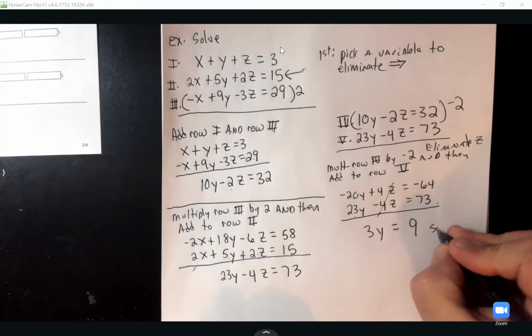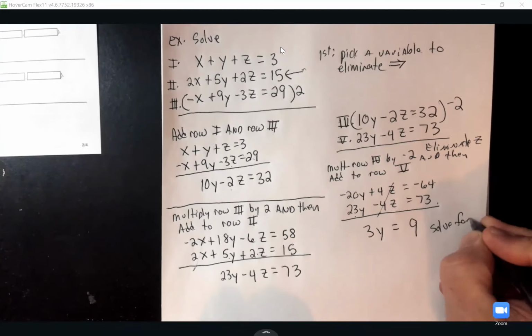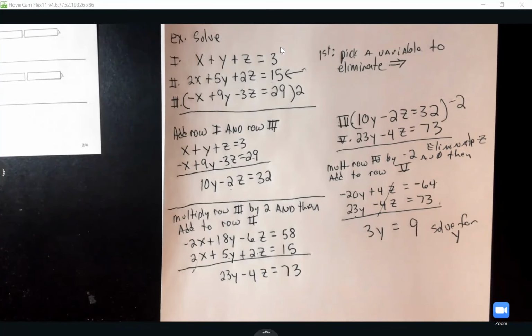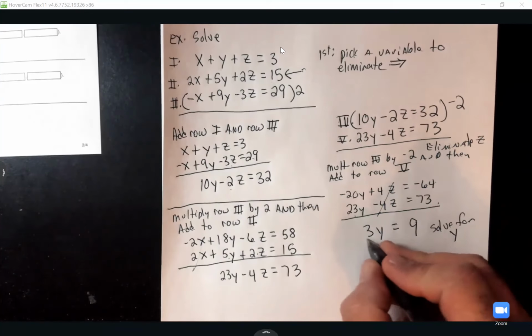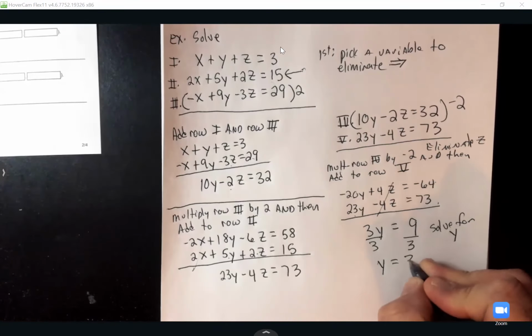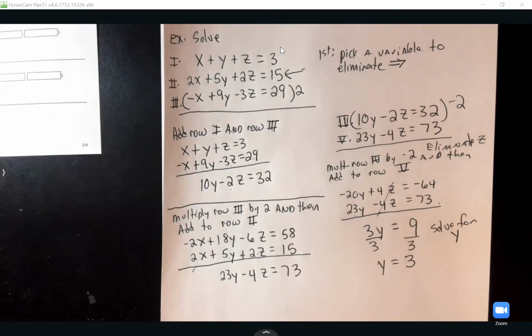So now solve that for the y. So that gives me what? One move, divide both sides by 3. Now I get y equals 3. So y'all, here's the trick. Let me pull this down.